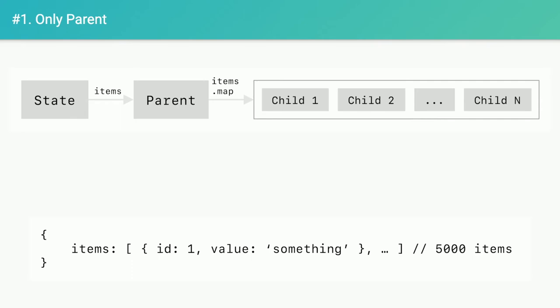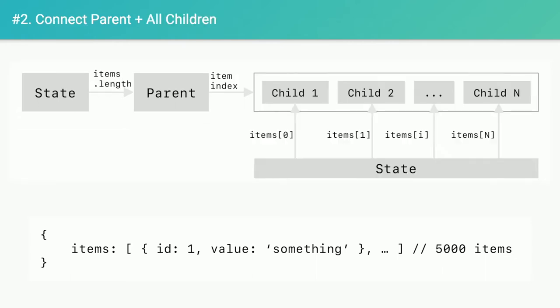In the first approach, you have your state. The parent is connected to the state directly. So the items, the entire array, is passed directly as it is. And then inside the parent, you have something like items.map. And the children are rendered inside it normally, like how we normally do that.